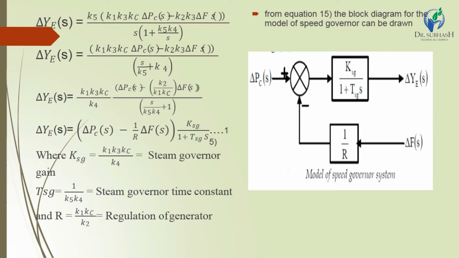In the following stages, the equations are clearly shown, and the mathematical model of the speed governing system is given in this video, where Ksg is equal to K1 K3 Kc upon K4, the steam turbine governor gain. Tsg is equal to 1 upon K5 K4, the steam governor time constant, and R is equal to K1 Kc upon K2, the regulation of the generator.